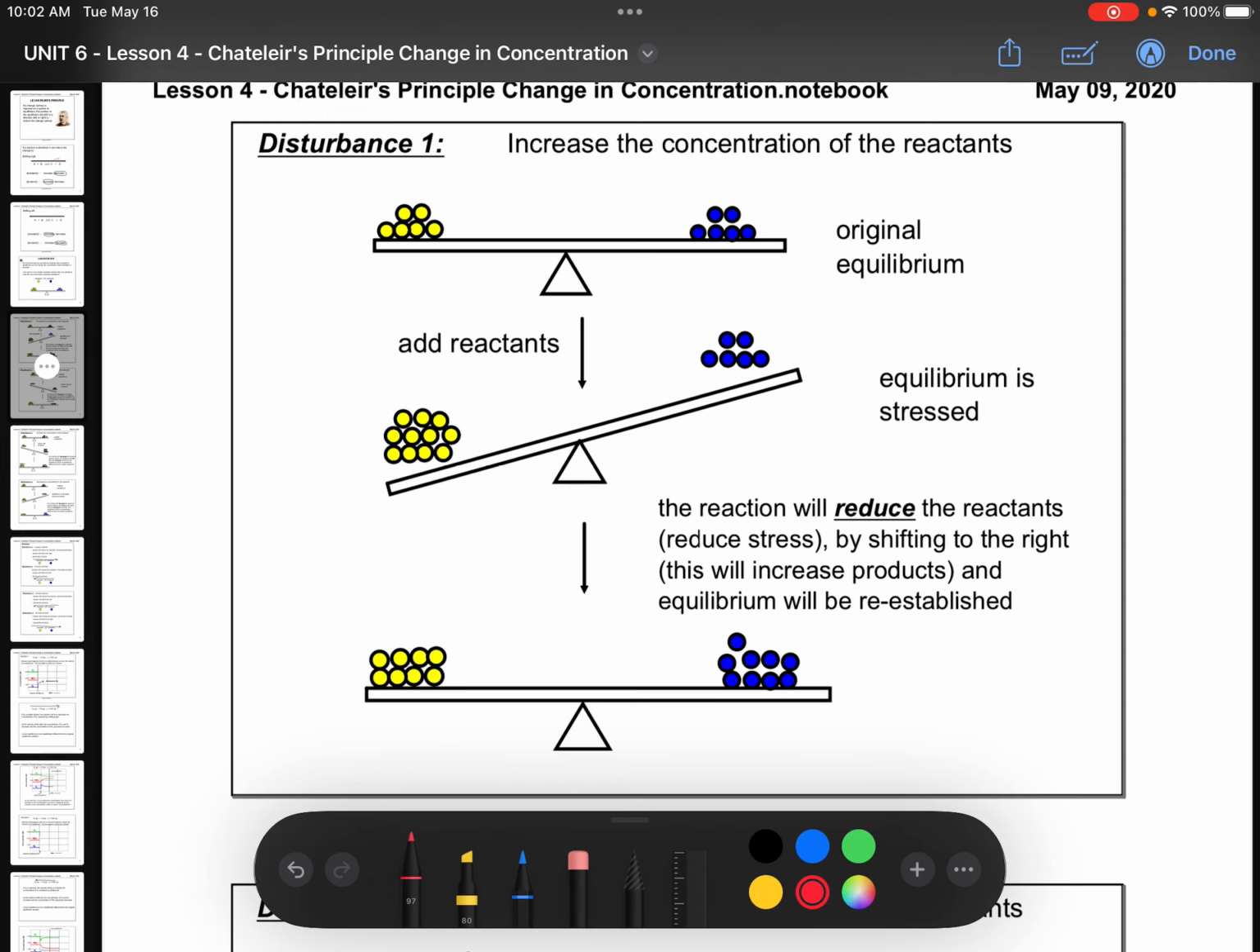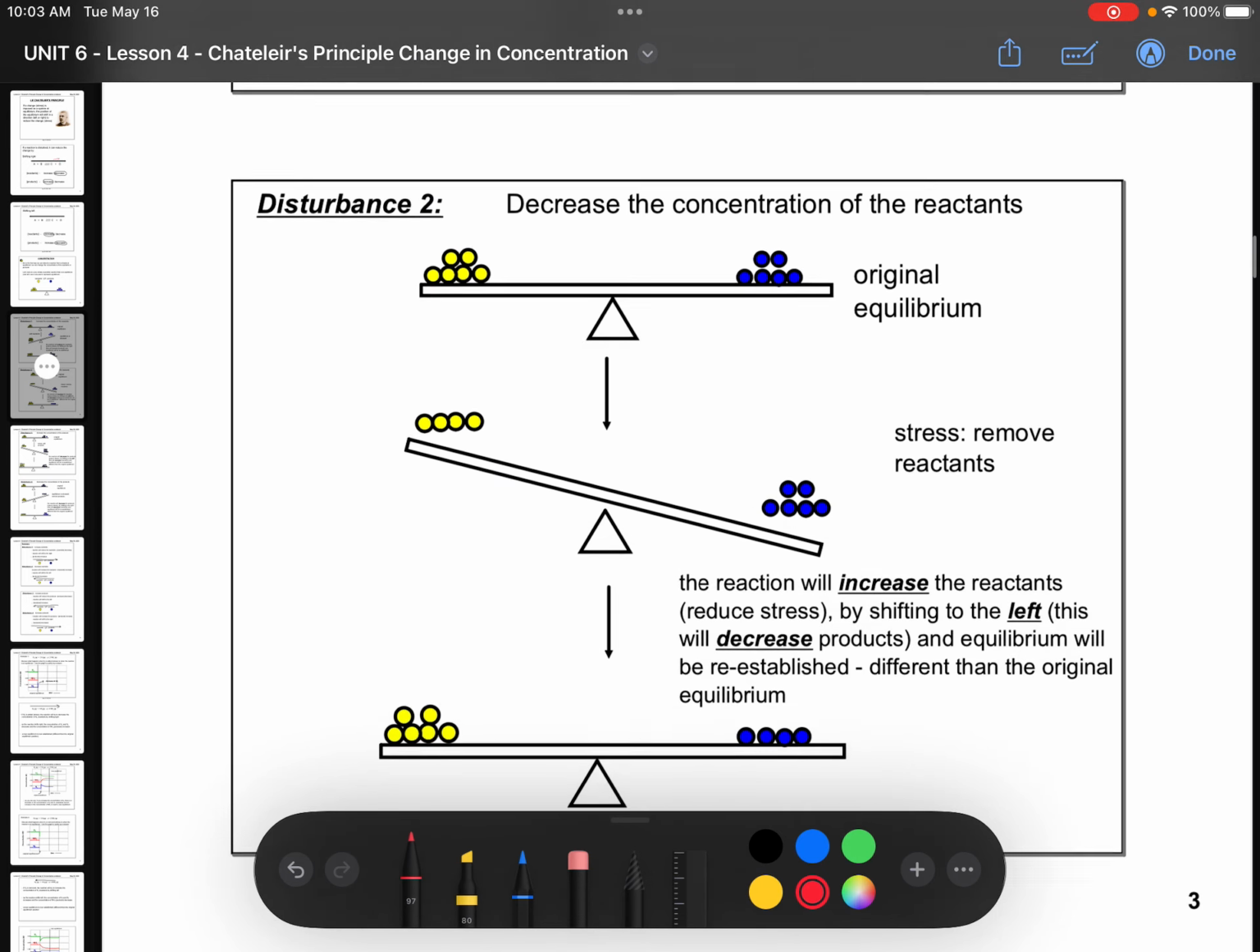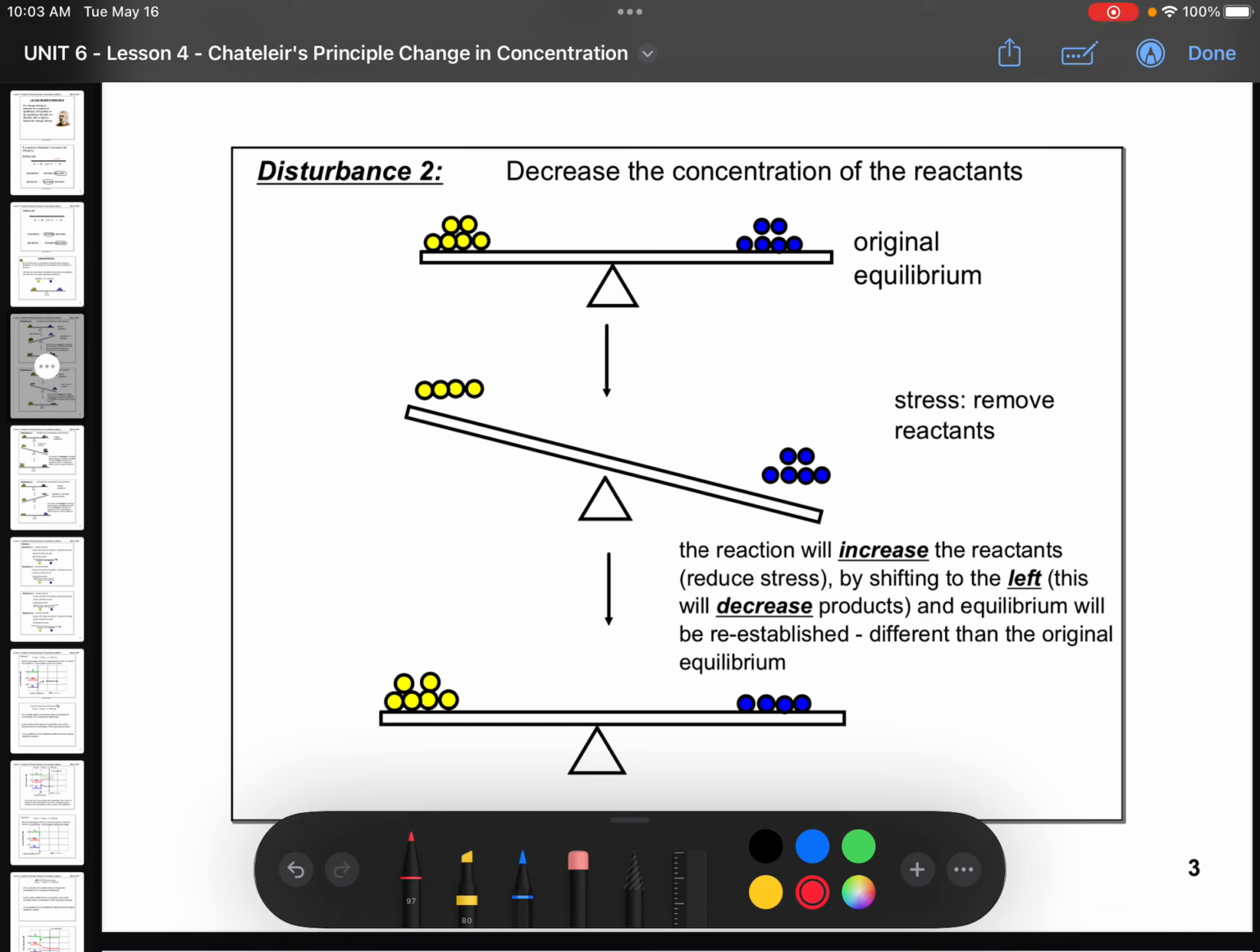The first one, if there's an increase in concentration of our reactants, so that means we add reactants to our seesaw, then obviously our products are going to be less than our reactants. So in order to reduce that stress, we have to reduce our reactants by shifting to the right, so we increase our products to reestablish that equilibrium.